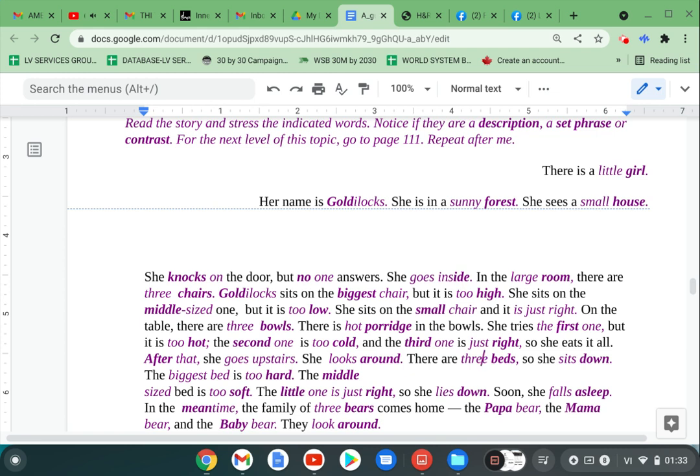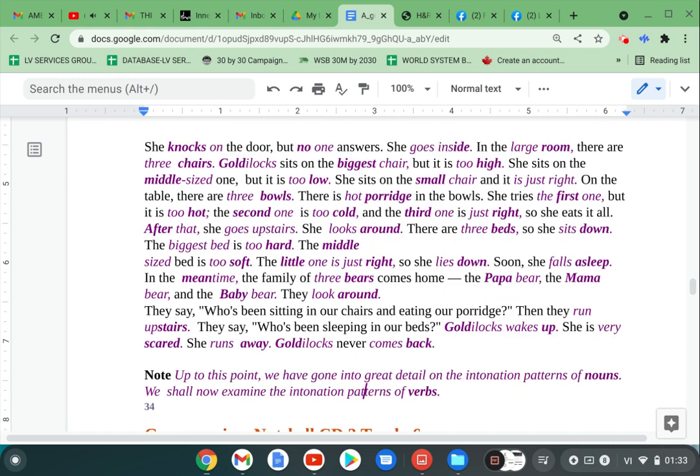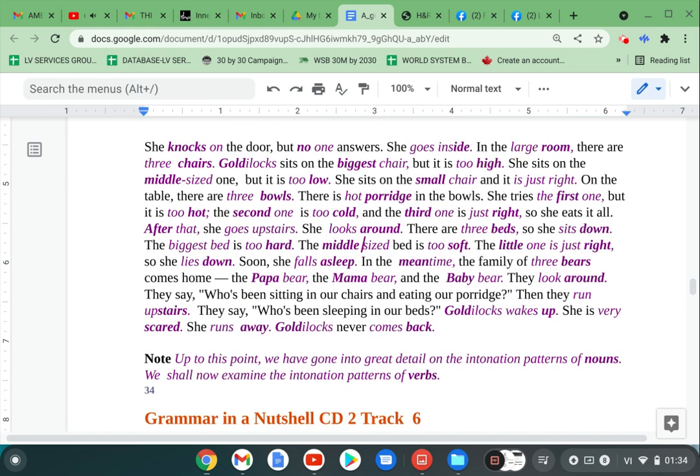So she sits down. The biggest bed is too hard. The middle-sized bed is too soft. The little one is just right. So she lies down. Soon she falls asleep. In the meantime, the family of 3 bears comes home. The papa bear, the mama bear, and the baby bear. They look around. They say, "Who's been sitting in our chairs and eating our porridge?"